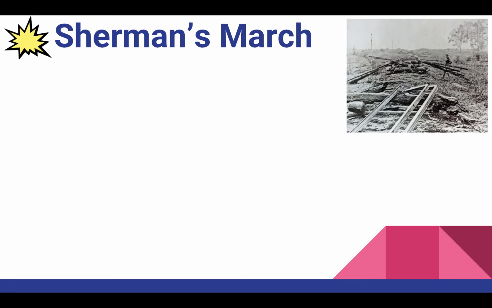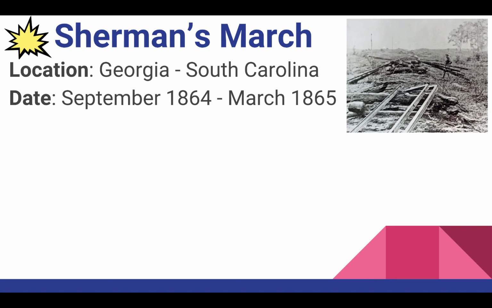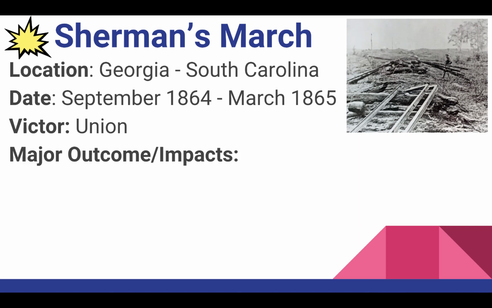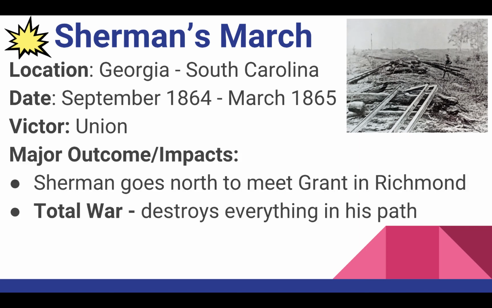Sherman's March. The war continues. This occurred throughout Georgia and South Carolina. Sherman marches and essentially destroys everything in his path. It occurred from September 1864 all the way to March 1865. The Union was the victor. And the major outcome is Sherman goes north to meet Grant in Richmond.